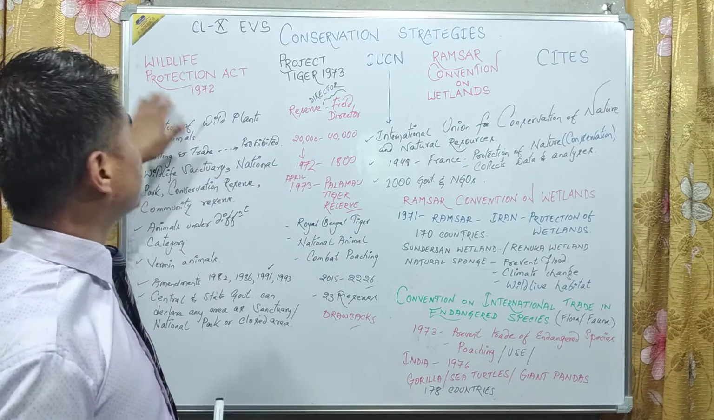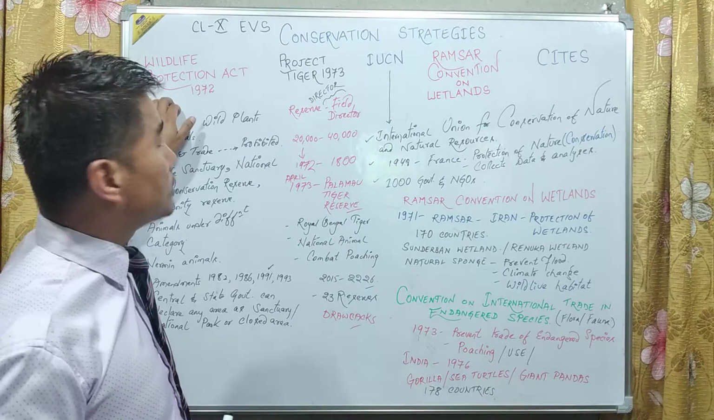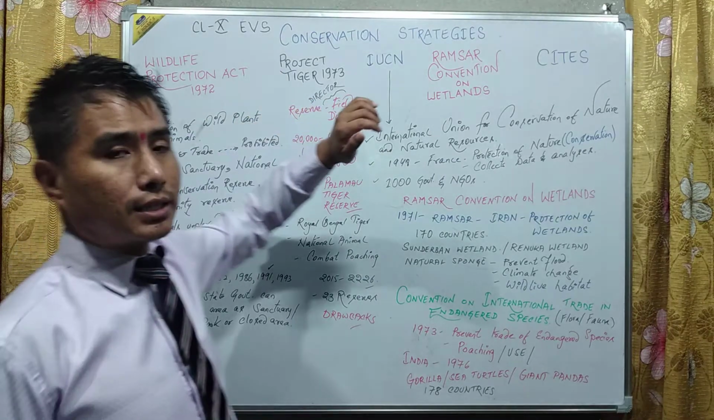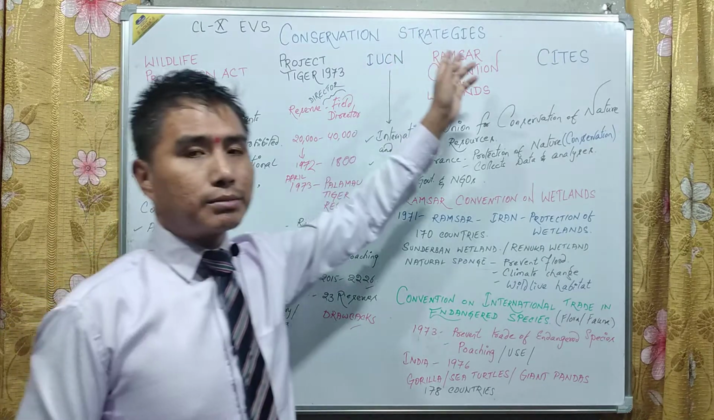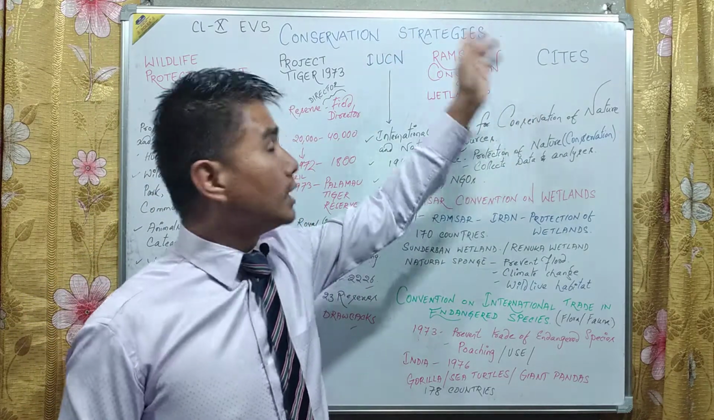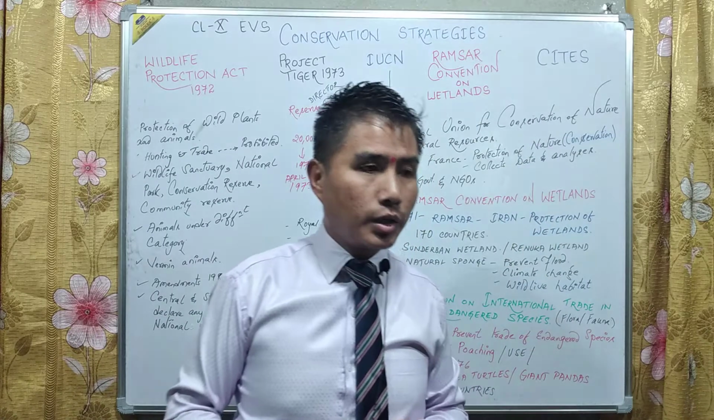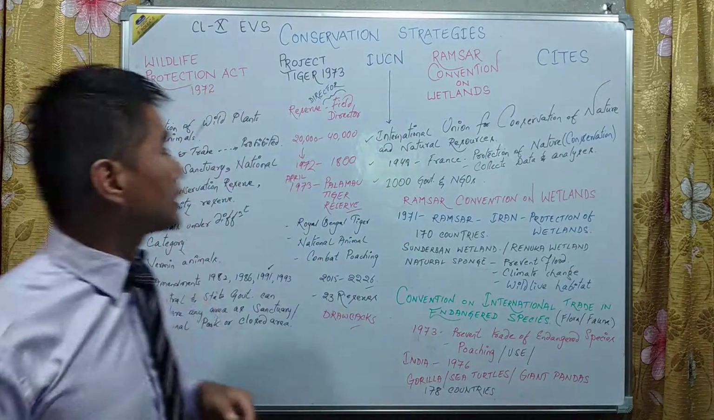For example, we have the Wildlife Protection Act 1972, Project Tiger 1973, the International Union for Conservation of Nature and Natural Resources, IUCN, and the Ramsar Convention on Wetlands, and we will talk about sites. Now, what do we mean by the Wildlife Protection Act 1972?